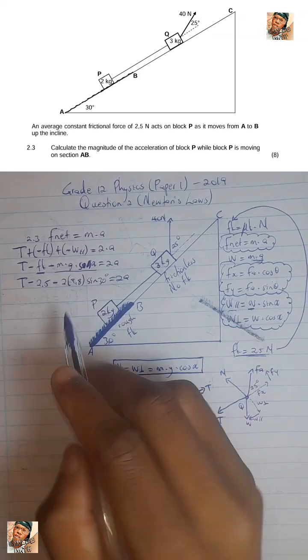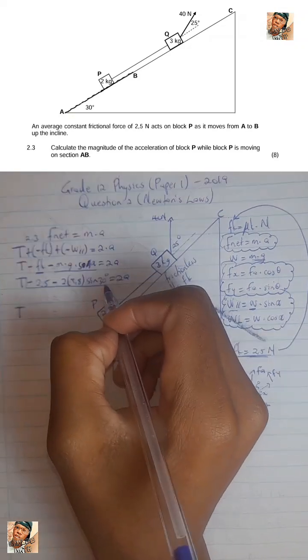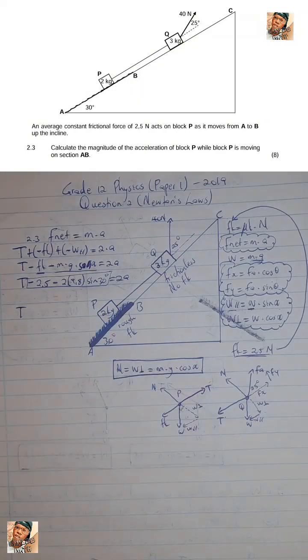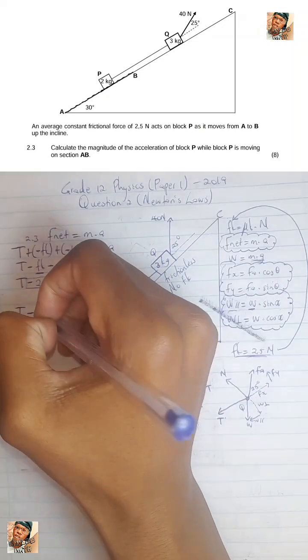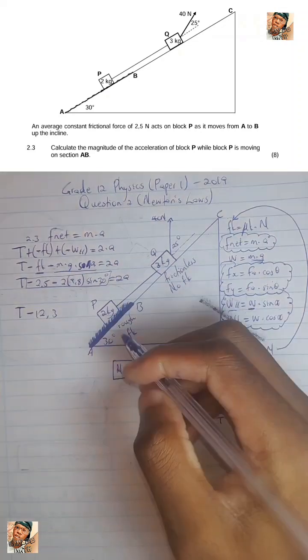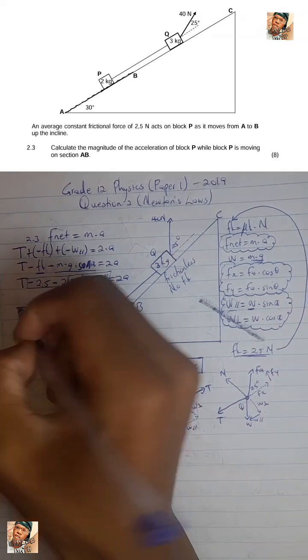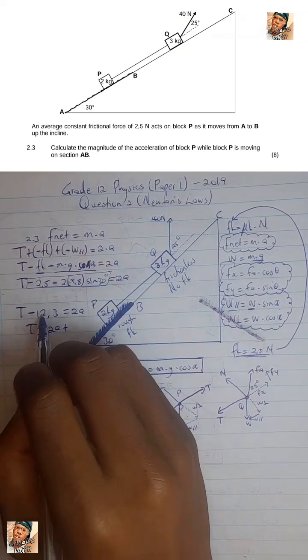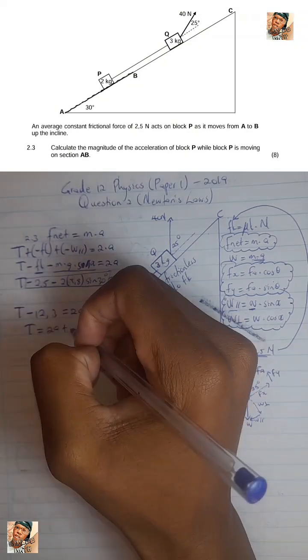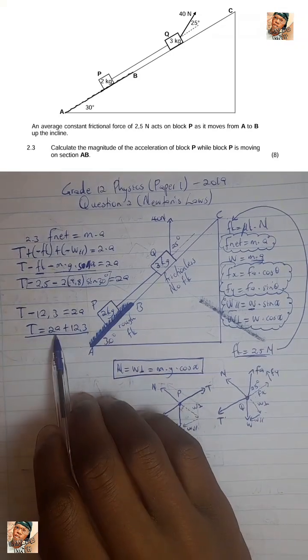So we're going to make T the subject of the formula. So we're going to be like tension, and then we're going to press the whole thing into the calculator to determine what it is equal to. So please allow me to press this into the calculator. After pressing that into the calculator, I get it to be equal to negative 12.3, which is equal to 2A. Right, so we're going to make T the subject of the formula. T is equal to 2A, then of course plus, because when you take negative 12.3 to the right hand side, it becomes positive. So we're going to be like 2A plus 12.3. So this is going to be the first equation. So this is how we apply Newton's second law on block P.